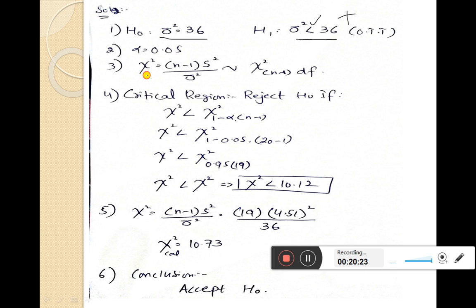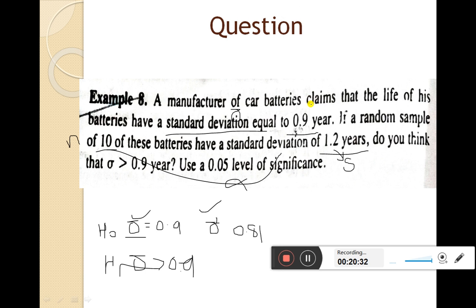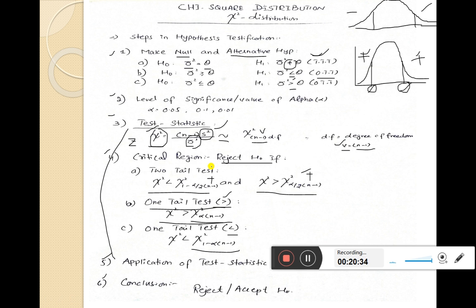Step number 3, the formula. Step number 5, critical region. Now I will reject H0. If you notice one thing, as I told you, when you have a one tail test and that is less than, then I have to use this formula, this critical region: chi square less than chi square 1 minus alpha, n minus 1.